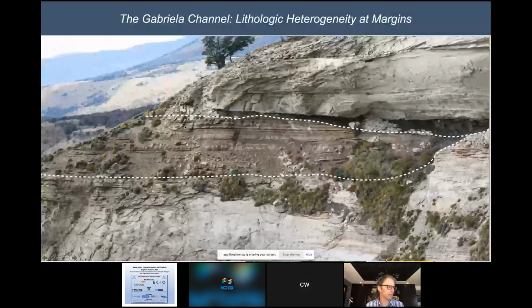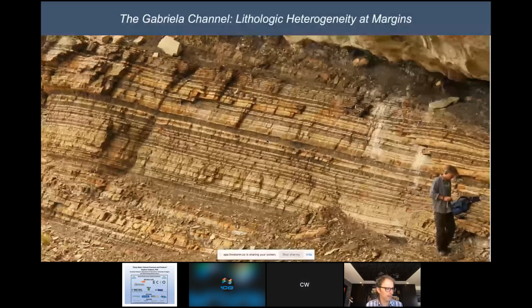And I show this just so you get a sense for the fact that we can actually see the bottom of the channels here, and it ramps up, and the edge of the channel is literally draped and then onlapped by these thin bedded materials. So we've got this plug of sediment that has thick beds of sand in the middle and these thin beds on the side. And here's some of those thin beds.